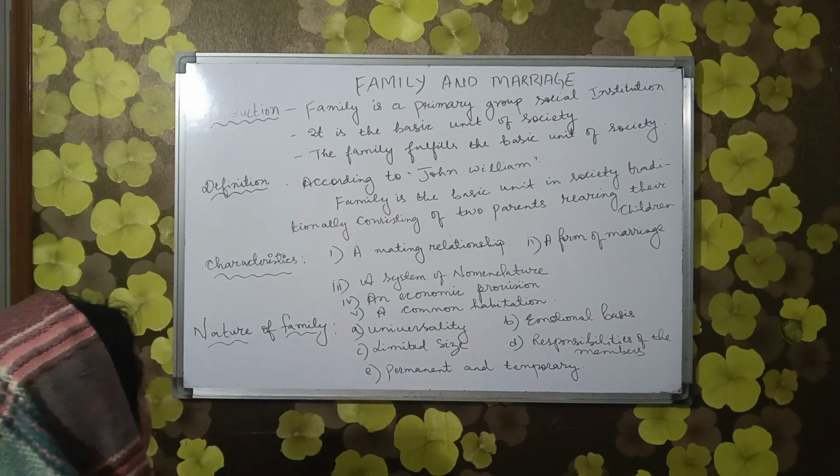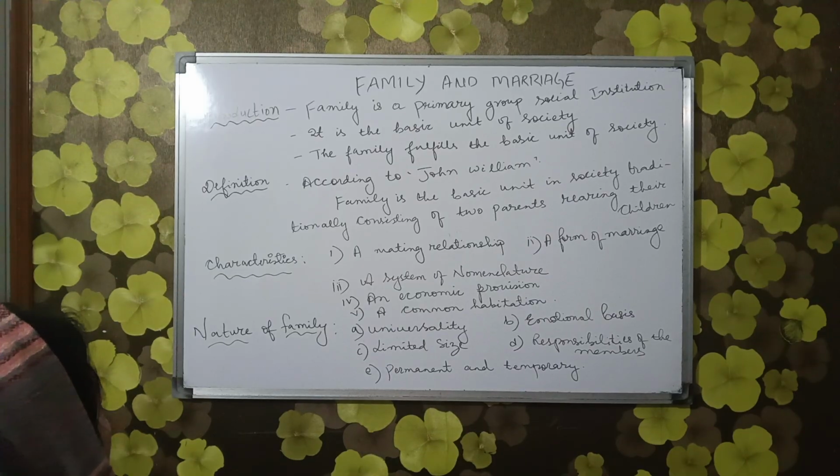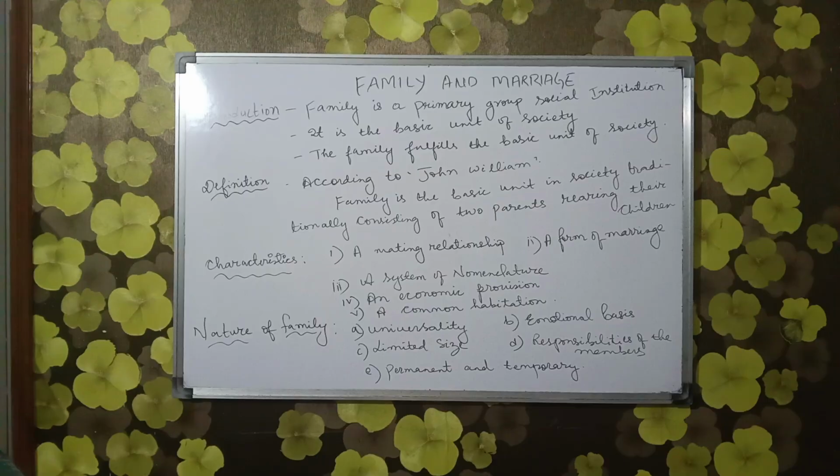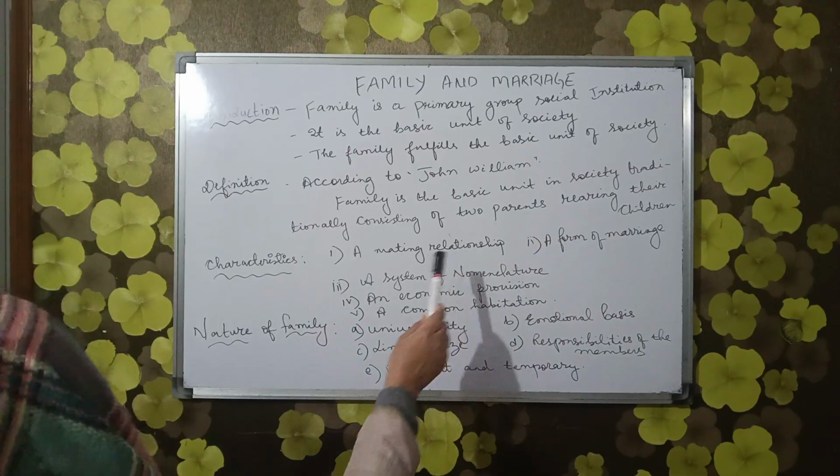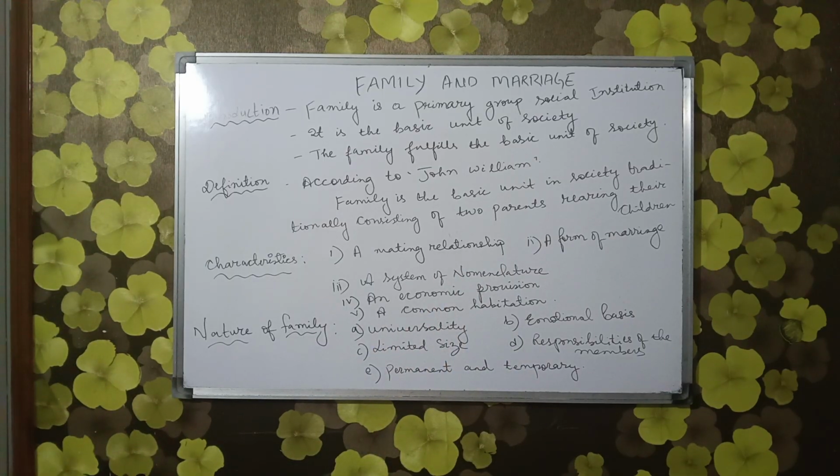Next is the characteristics of family. The first one is mating relationship. A family comes into existence when a man and a woman establish the mating relation between them. So the family will come into existence only when the man and the woman establish the mating relationship. So the first one is a mating relationship.